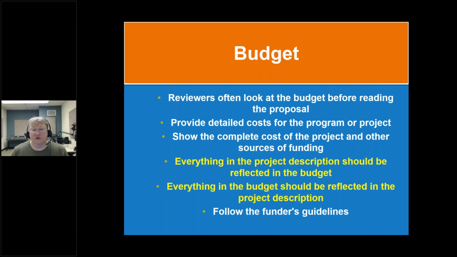Everything that is in your project description within your proposal should be reflected in the budget, and everything in the budget should be reflected in the project description. If you're talking about an after-school program and there is a specific curriculum that you intend to purchase, any of you that's in the education field know if you're buying some of these specialized curriculums, the workbooks, the software programs, some of them can get really, really expensive. And if you mention that in your project description, but you don't have it listed in your budget, for most reviewers, that will be a red flag.